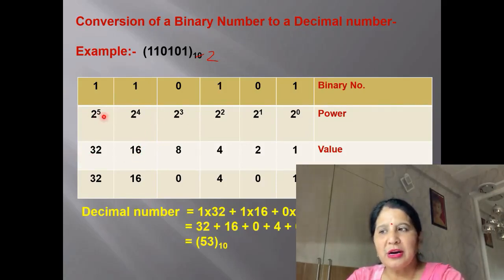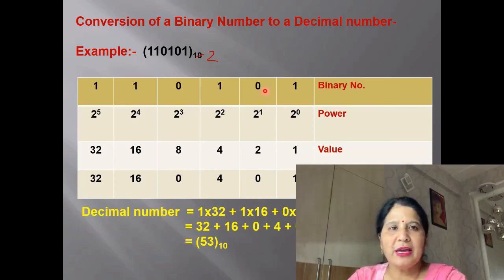Now we will convert this power into values. After this we will multiply this and this only. We will not use the powers because we have changed them into values. So now we will multiply this by this. Now value multiply by binary number. I have written here value multiply by binary number. Value is 1, 1 multiply 1 became 1. Now value is 2, 2 multiply 0.